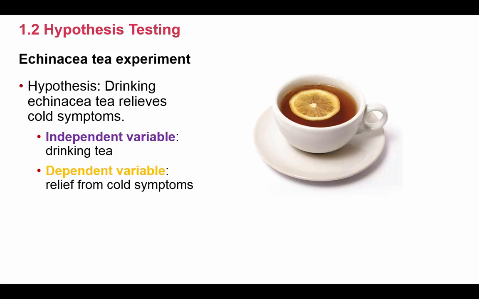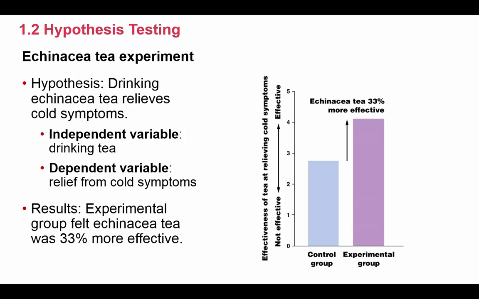So what would be the independent variable and the dependent variable? Well, the independent variable would be the actual tea, right? They're drinking tea 5 to 6 times a day, but theirs is echinacea tea, the other is not. And then the dependent variable would be whether or not the cold symptoms went away, something that we could measure.